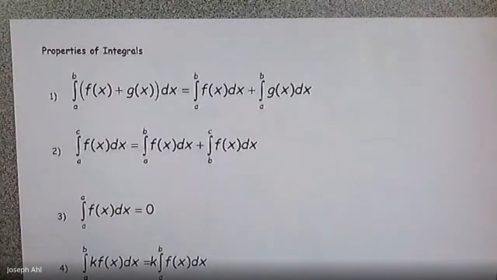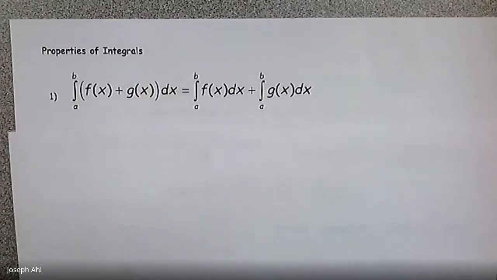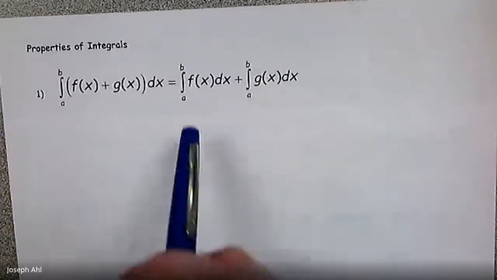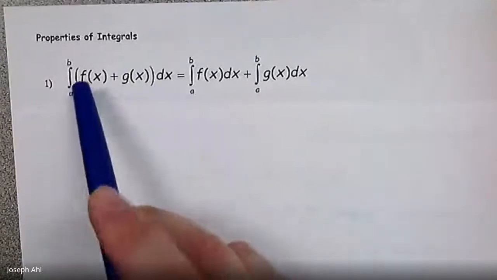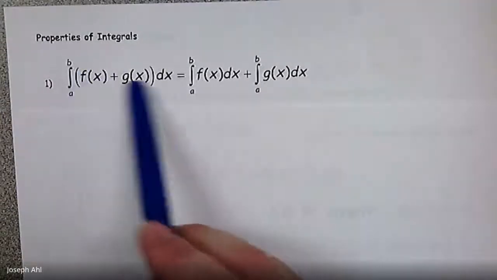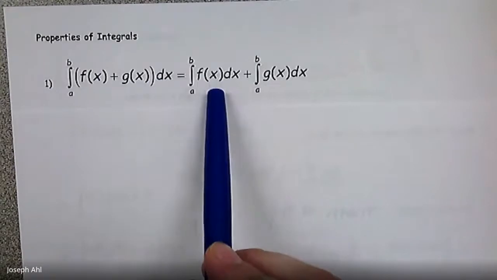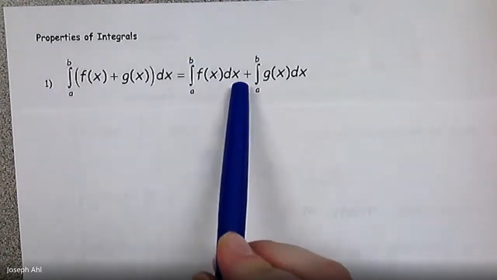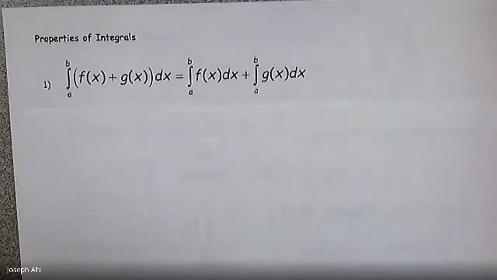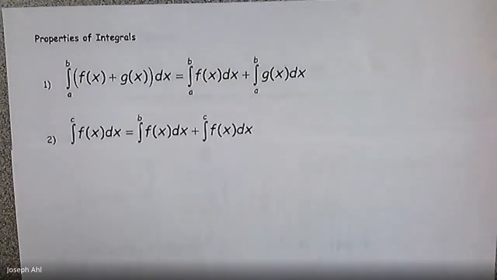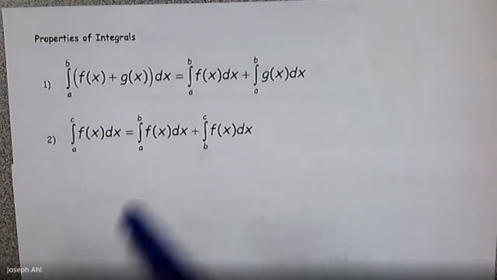Now, these properties of integrals are very similar to what we've seen with properties of derivatives. If you think back to derivatives, the derivative of a sum is equal to the sum of the derivatives. That's true. The derivative of f of x plus g of x is equal to f prime of x plus g prime of x. Well, that's also true about integrals. The integral from a to b of f of x plus g of x would equal the integral from a to b of f of x plus the integral from a to b of g of x dx. And here are just some other quick integral properties.